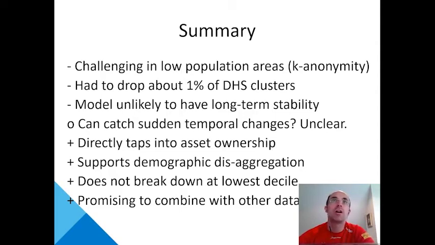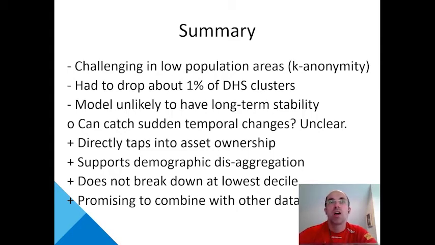It's not clear how stable these models are long-term. That's generally hard to evaluate for all these approaches. For this, we first have to build up a data set across several years. Can it catch sudden temporal changes? Maybe. It's not clear if people sell their phone once they lose their job. Maybe, but if they do, then we will catch this.